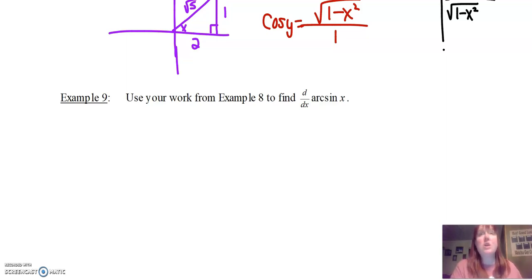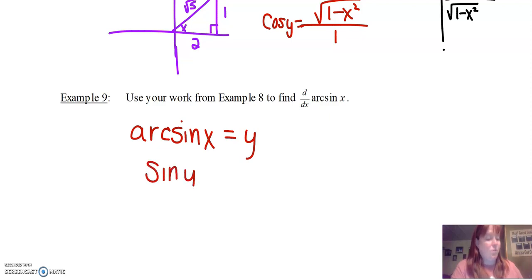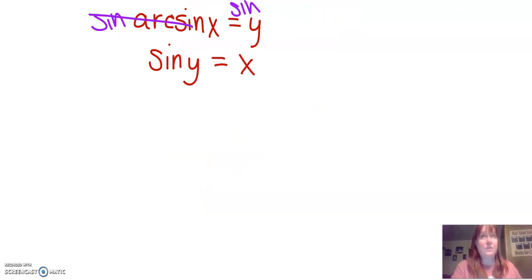Okay, so arcsine, we can rewrite this, right? If I said arcsine of x equals y, I could rewrite that as sine of y equals x, because there's a couple of ways to think about it. It's an inverse, so we could just switch them around, or we could say we took the sine of both sides, those cancel out, and I end up with sine of y equals x. Okay, so hopefully you feel good about that. So here I have sine of y equals x. Now let's take the derivative of both sides.